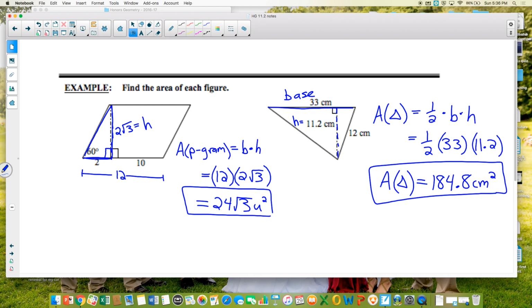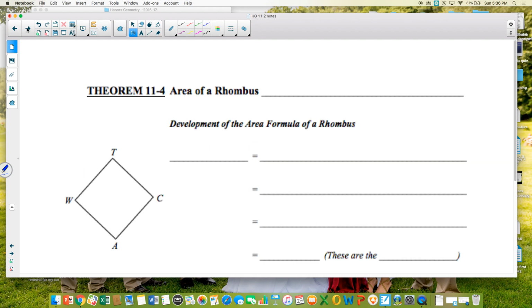So we have one example of parallelogram, one example of triangle. And we will flip over to find our third shape, which is a rhombus. The area of a rhombus is going to be based off the area of a triangle. And we'll develop this area formula on a rhombus just like we did for a triangle in the front.